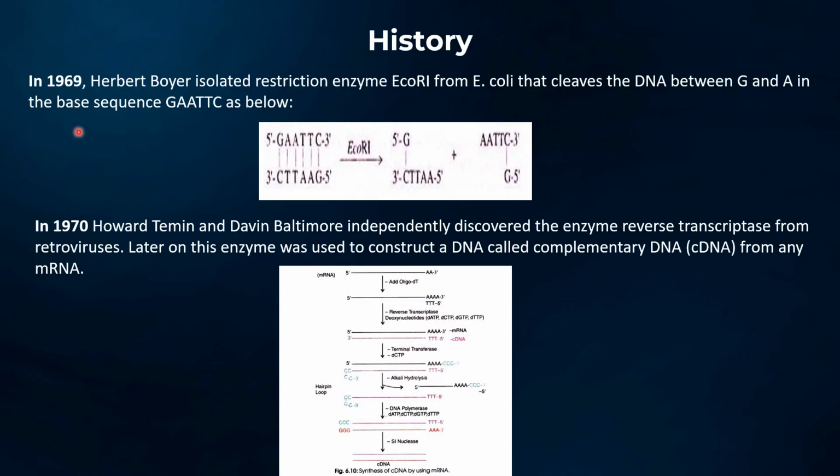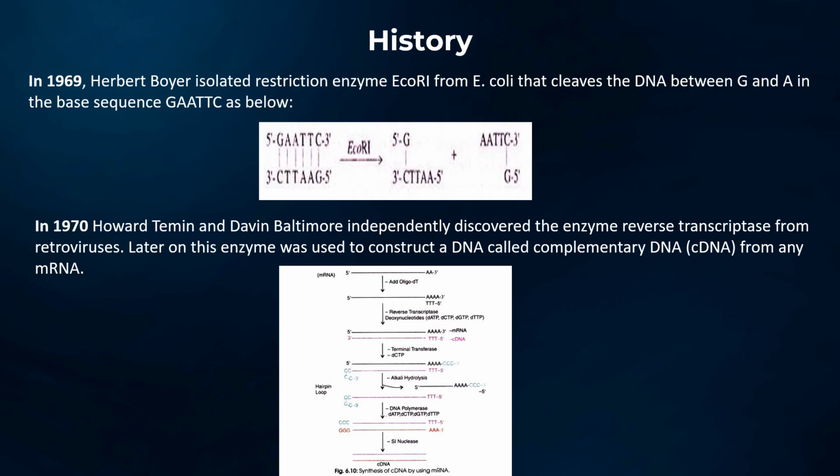In 1969, Herbert Boyer isolated restriction enzyme called EcoR1 from E. coli. It cleaves the DNA between G and A in the base sequence GAATTC as shown here. So this is the base sequence and EcoR1 cleaves between G and A.